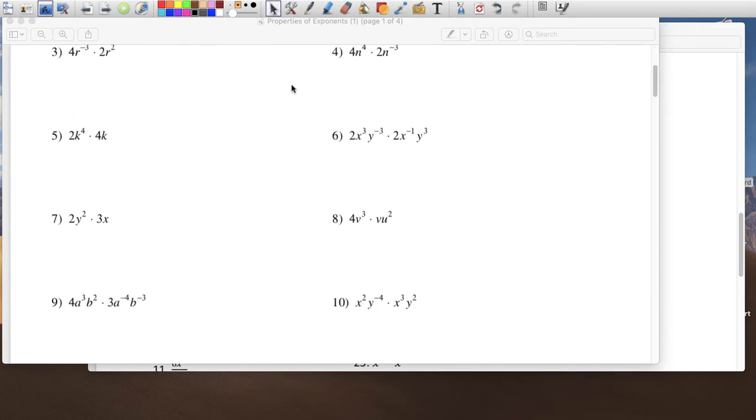Maybe it will be a short video. 5. 2 times 4 is 8. K to the 5th. That's ridiculously easy. Next one. 2 times 2 is 4, my coefficients. X to the third and x to the first give me x squared. I'm adding them. Y to the negative third plus y to the third is y to the 0. Right? Which I'm not going to write because that's just times 1. If I replace that with times 1, 4 times 1 is 4. So it's not that I don't want to write the 1. It just ends up being 4.